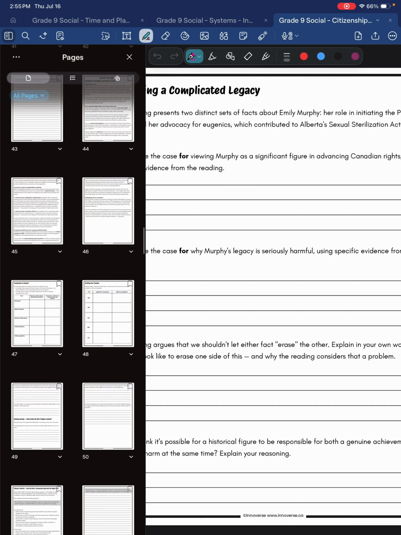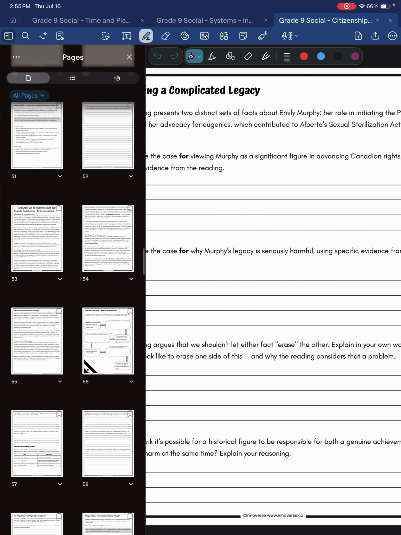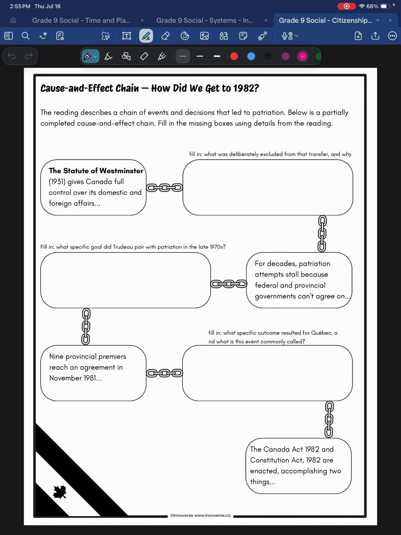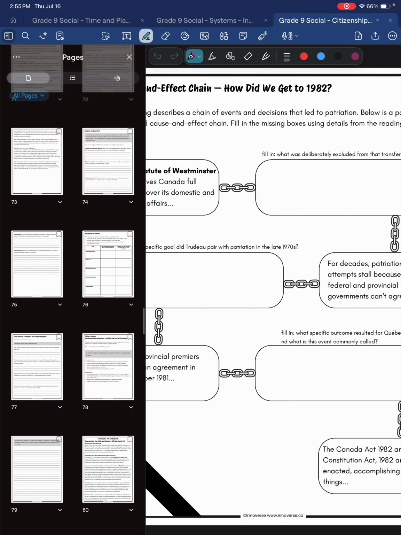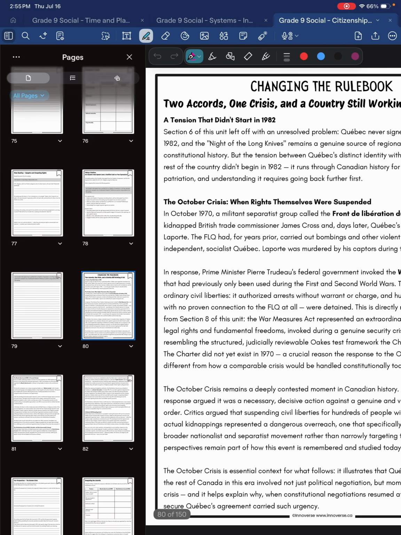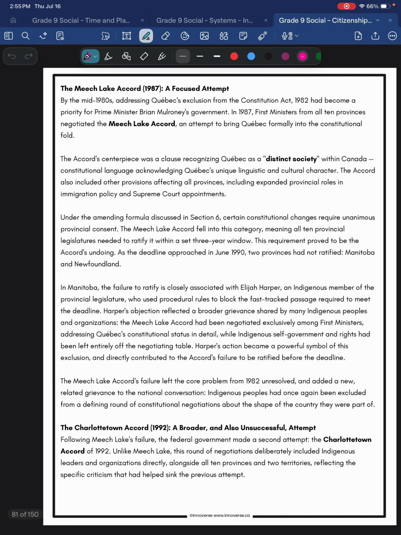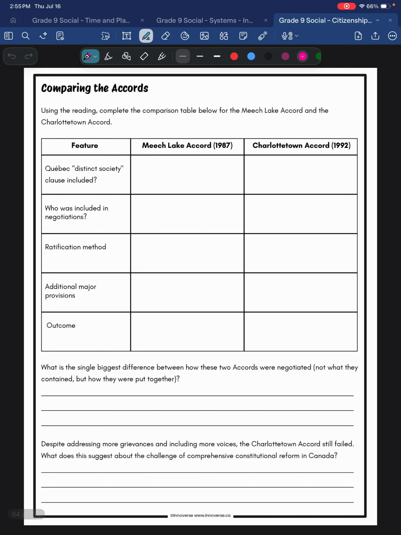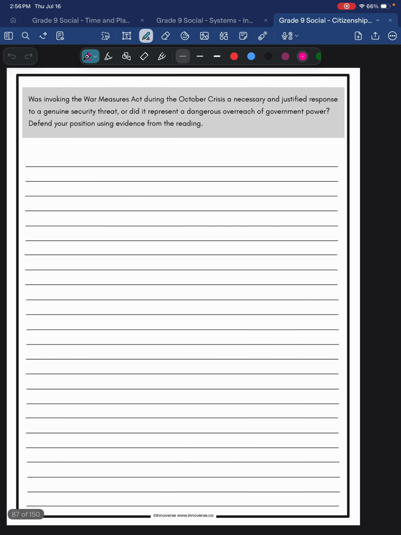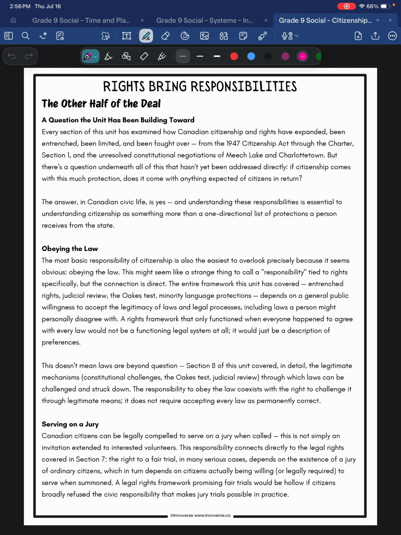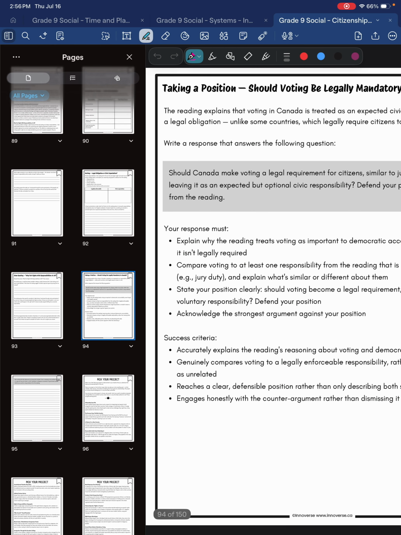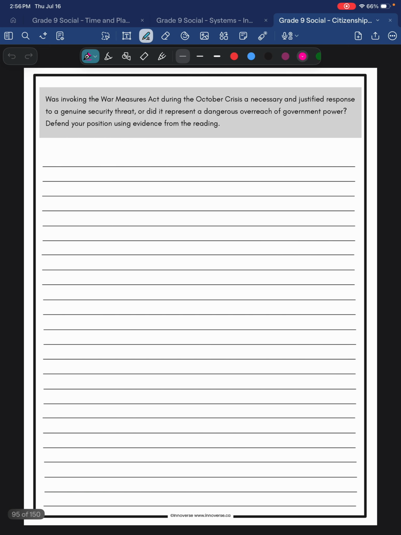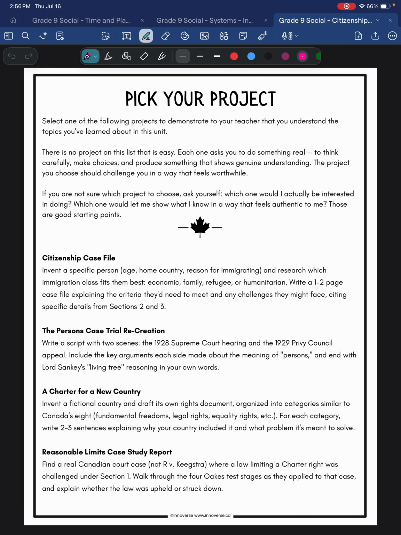So if we just flick through, you'll see there's a number of different things that students are asked to do, including a cause and effect chain to how we got to 1982 with our statutes and our rights and those kinds of things, and carrying through the judicial system and some of those outcomes, and looking at some of the different accords that have been signed in Canada, some of our more recent history in the last 50 years, and questions on that as well, and looking at some of the War Measures Acts and asking students to think critically about these things, not for the purpose of sharing our particular political views, whatever those might be, but so that students understand how policies and how politics in Canada work.